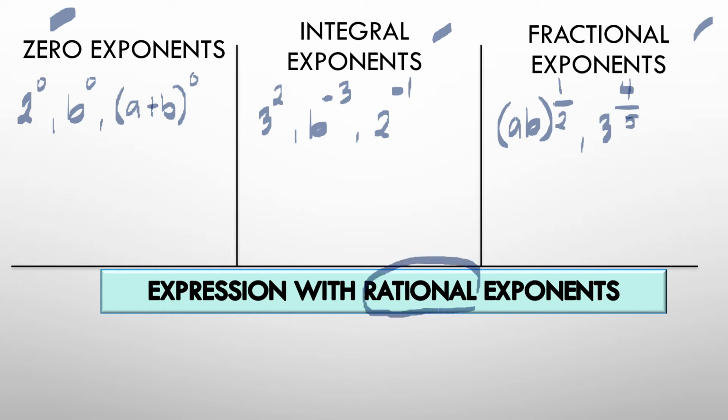So let's say for example, we have 2a raised to negative 3b raised to 1/2. That's one of the examples. We can also say 3 raised to 0, b raised to 4, c raised to 3/2. So those are examples of expressions with rational exponents. Pag pinag-combine natin yung tatlong types na yan, that would be rational exponents.